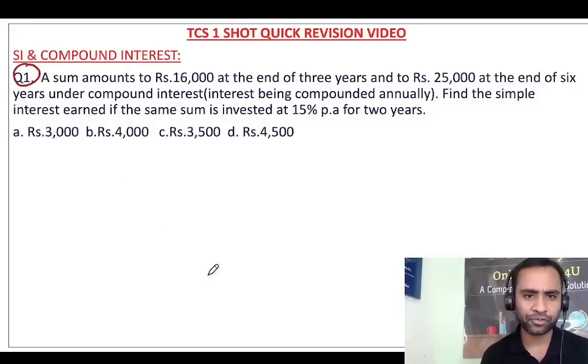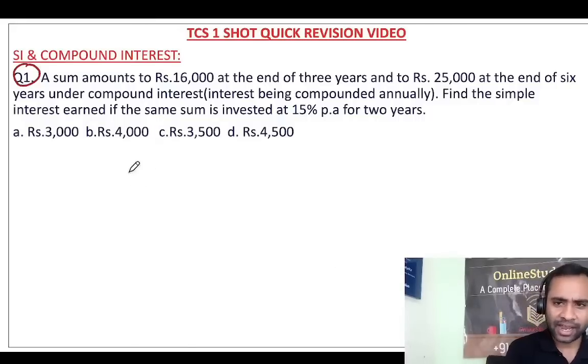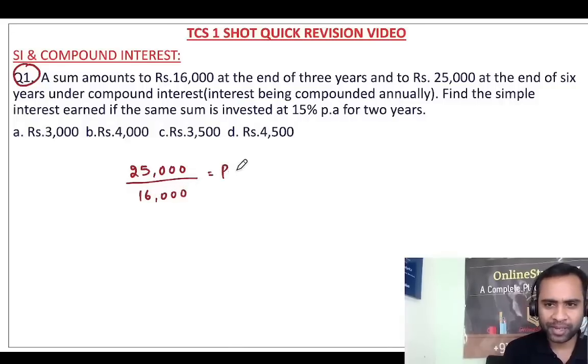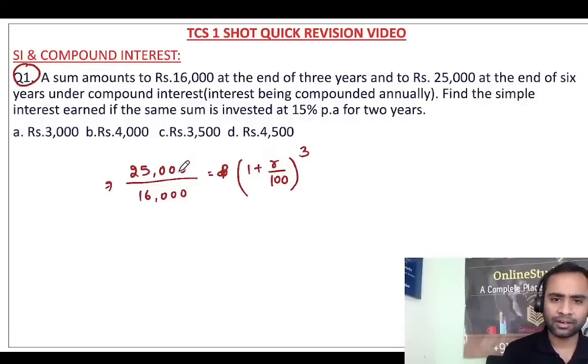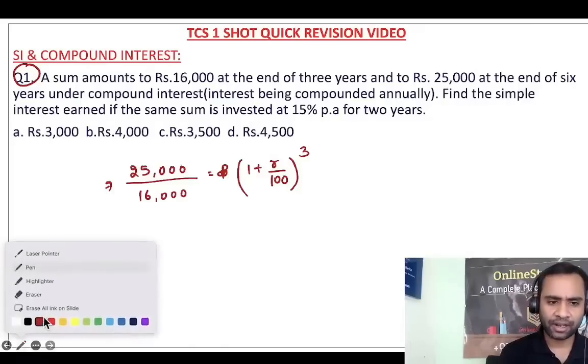Now, a sum amounts to rupees 16,000 at the end of 3 years and rupees 25,000 at the end of 6 years. See, this I can directly write, because once you attend the basic classes, you will have a lot of idea. So here, (1 + r/100)^3. Once you attend the basic class, you can directly do it. But anyway, please try to understand how we can do it.